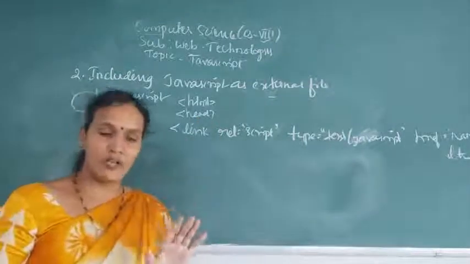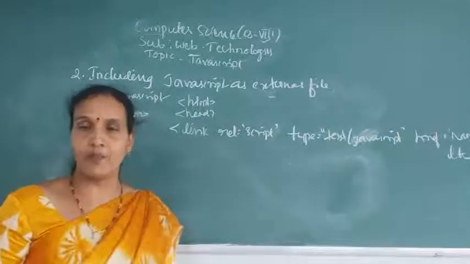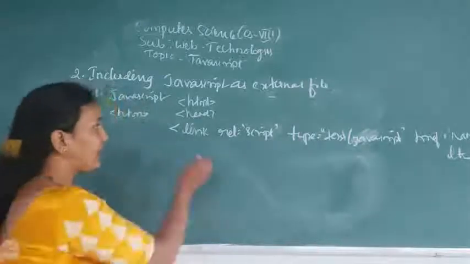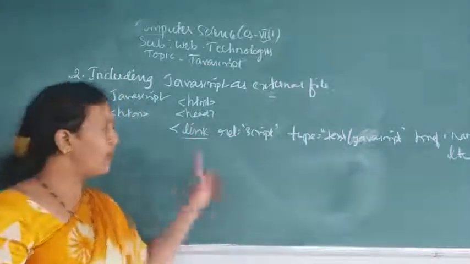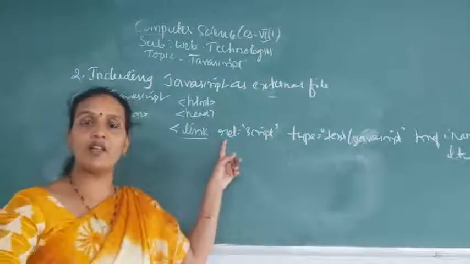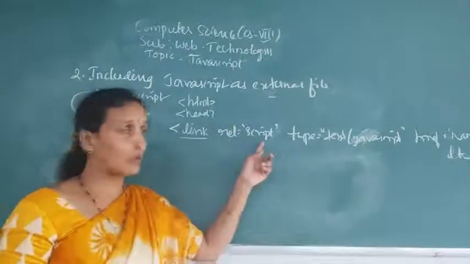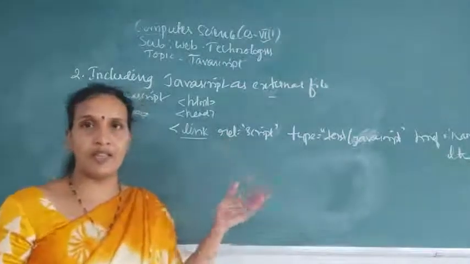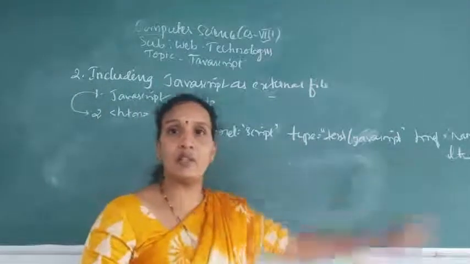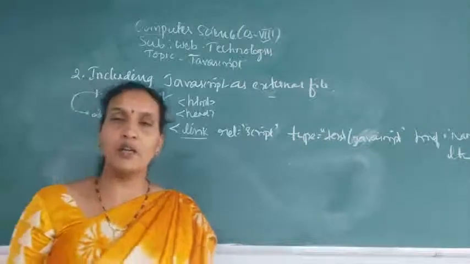If you are including JavaScript inside the HTML document, then we use the script tag. If you are including JavaScript as an external file, then we use the link tag. Link relation: what type of relation between the HTML document and the document which you are linking? That is a script. Type: what type of document is it? That is a text file. The third one is href. What is the name of the external file? Like a.js. It is JavaScript.